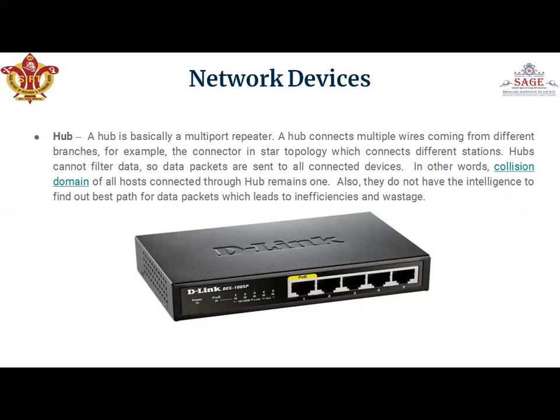Hub cannot filter the data. That is a basic function. Hub cannot filter the data, so the data packets are sent to all the connected devices. In other words, the collision domain of all the hosts connected through the hub remains one. Also, they do not have the intelligence to find out the best path. This is not the working of the hub, that it decides the path to transfer the data packet, which leads to inefficiency and wastage.